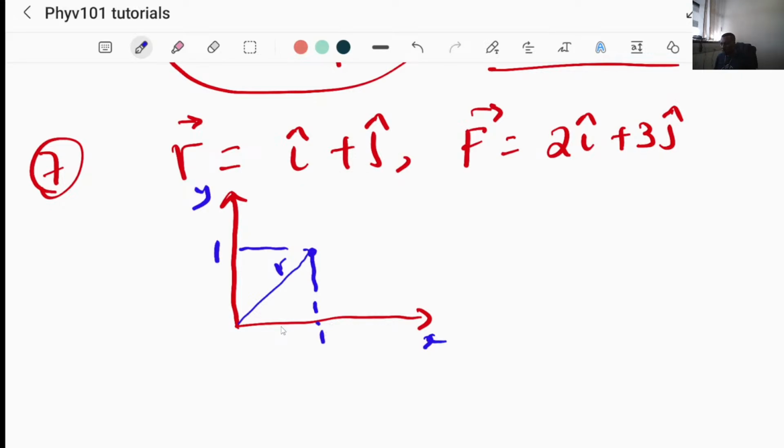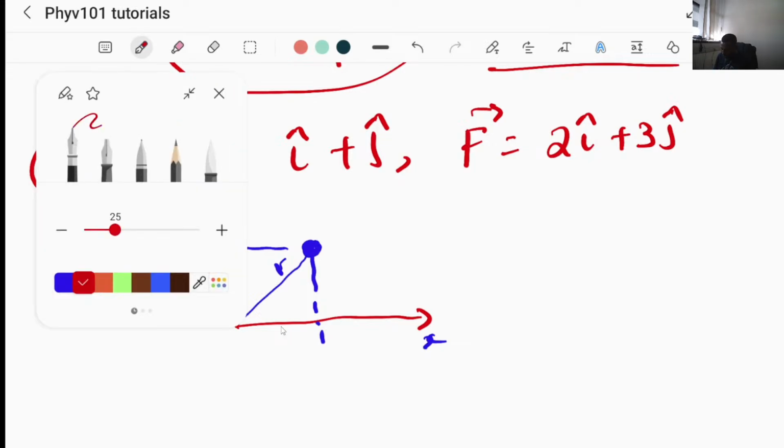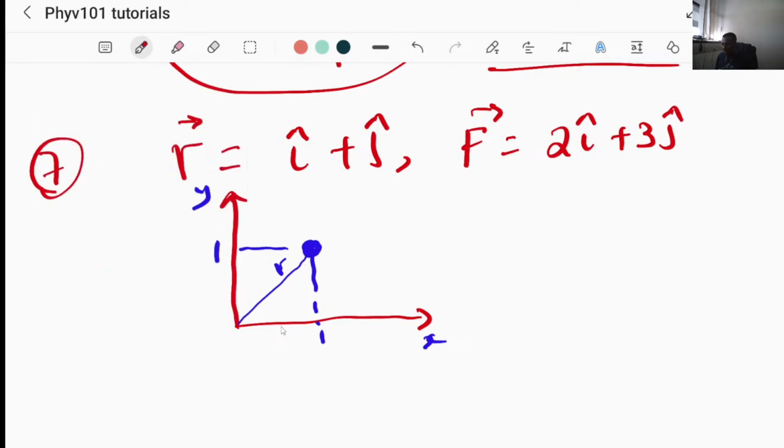Then a force which has a vector along positive x and y coordinate, therefore the magnitude is 2i. If this is the particle, and I have a force acting on it, and the force has a component along 2i, the I component, 2 Newton along x-axis, and then 3 Newton along y-axis. Force is in Newton obviously. And then the question is, what is the torque?